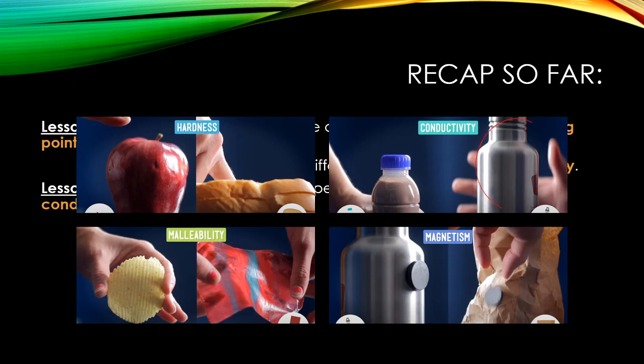We learned that metal is more conductive than plastic. That means that electricity and heat can travel through metal better than they can travel through plastic. And we learned that this metal water bottle is magnetic, whereas the brown paper bag is not. That means that they are attracted to magnets, and magnets stick to them.